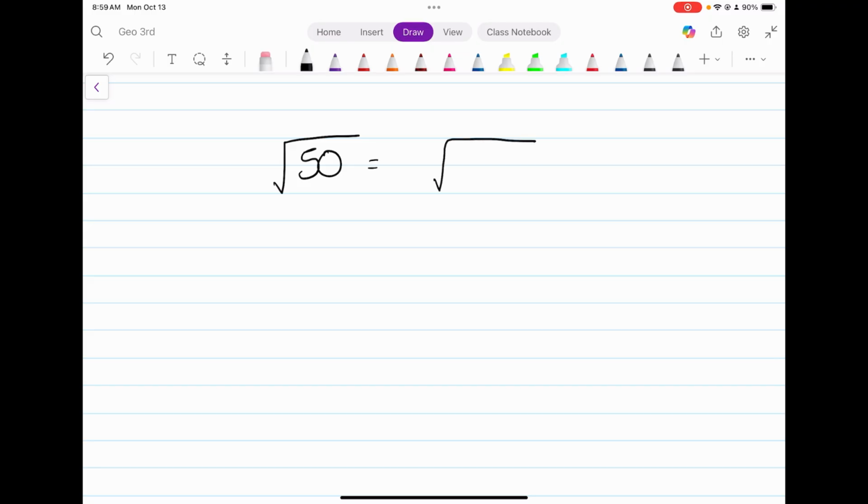We can split 50 into the square root of 25 times the square root of 2. And since I know the square root of 25, it can be brought on the outside, and my final answer is 5 times the square root of 2.